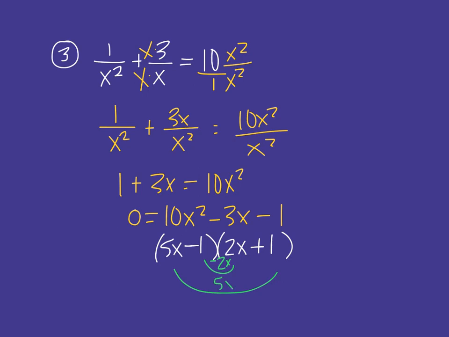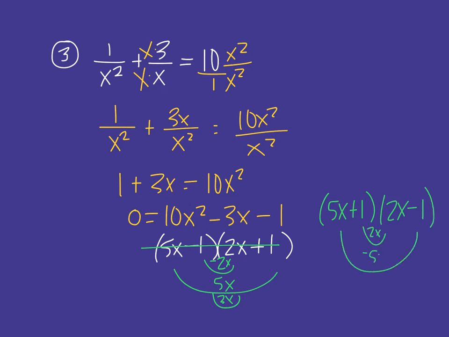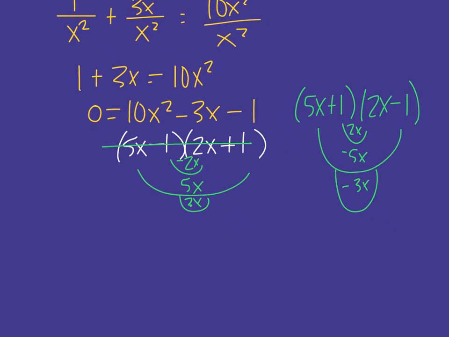This is positive 5x. Okay, so this is close. I got 3x, and I want negative 3x. So I should do 5x plus 1 and 2x minus 1. Like, just change the signs. We can double check and make sure that that works. And it does.